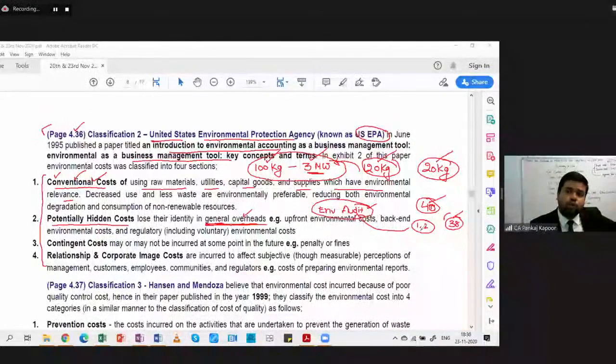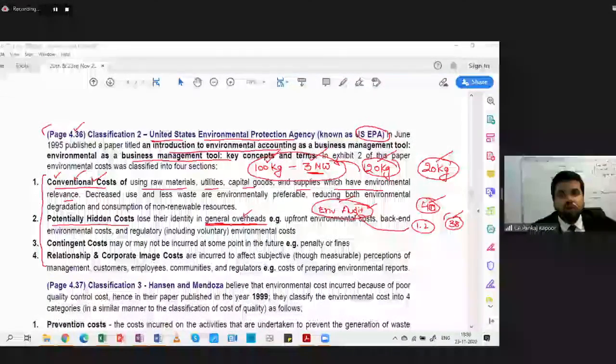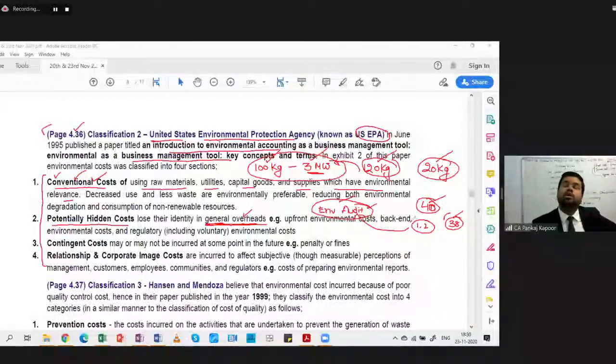But if you are producing two items of such a nature which are written in the Environment Protection Act schedule 1986, then you need to conduct the environment audit. The cost of environment audit should be charged on the 40 items or only on the 2 items? It should be charged only on the 2 items. But what you did, you considered it as a general overhead and charged it on the entire 40 items. Hence, what they say is that you must identify those environment related costs which are hidden in the general overhead.